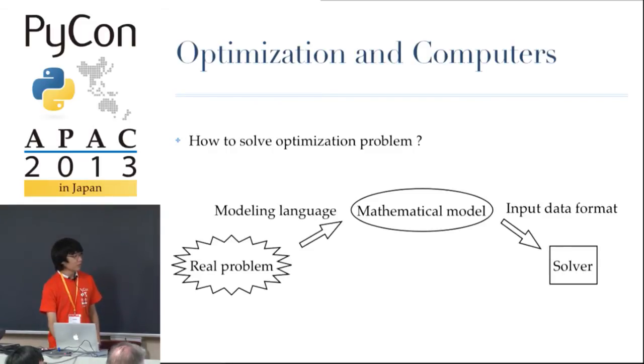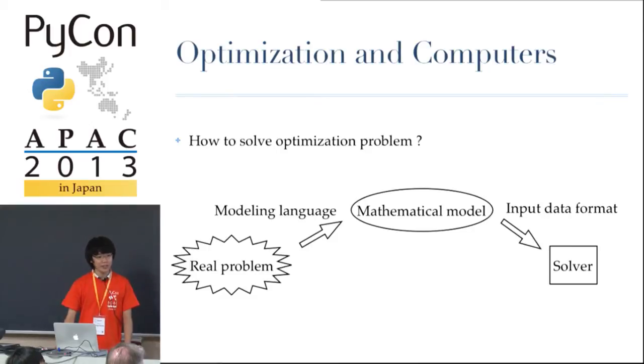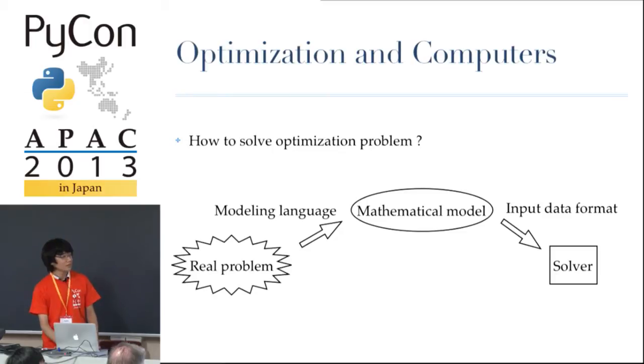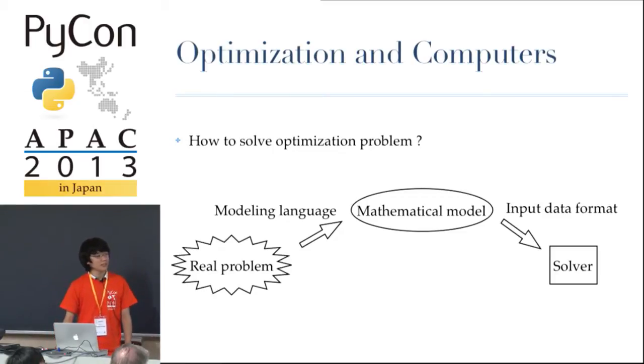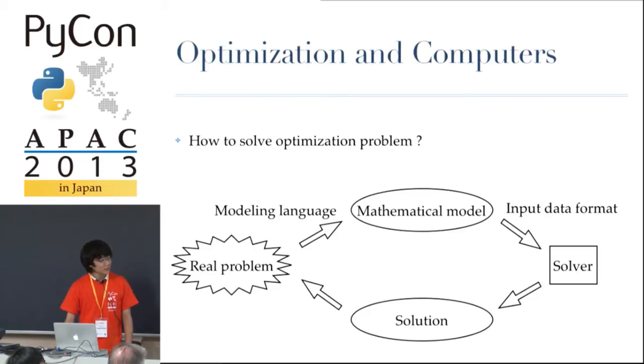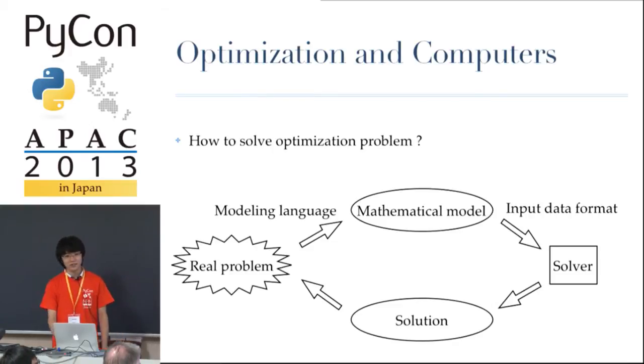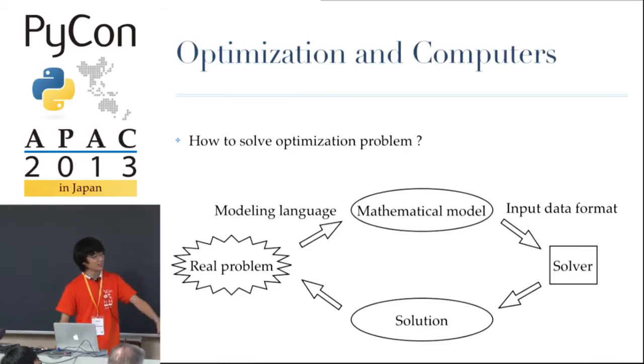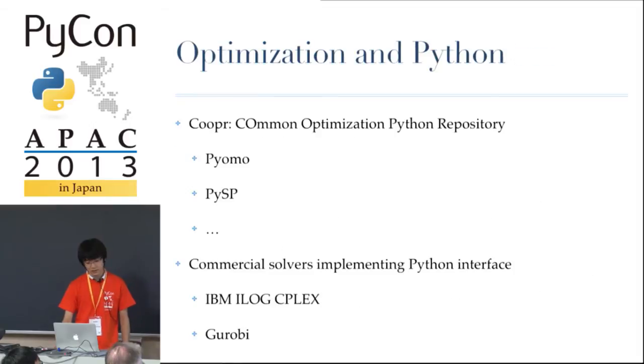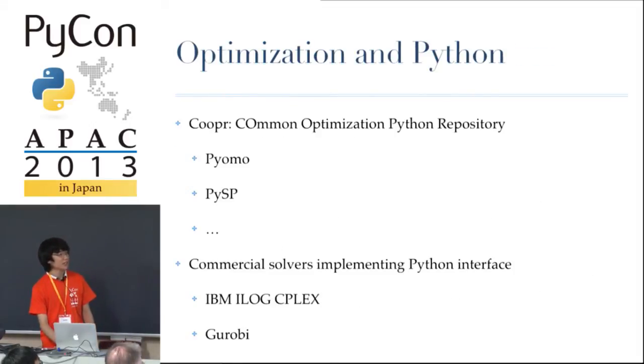First, we model the real problem as a mathematical model, then we convert the mathematical model to an input data format and run the software solver. Then we get a solution and solve the real problem using this solution. Okay, next, optimization and Python.